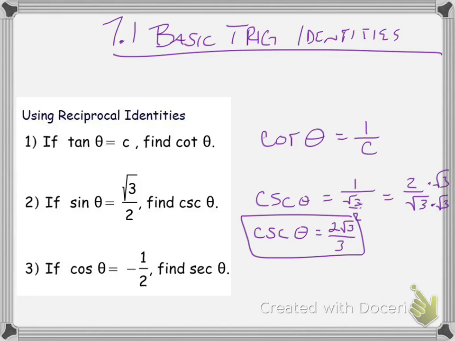And the last one, cosine is negative 1/2. Then the secant, which is its reciprocal function, is basically just the reciprocal of the cosine, so it's going to be negative 2.